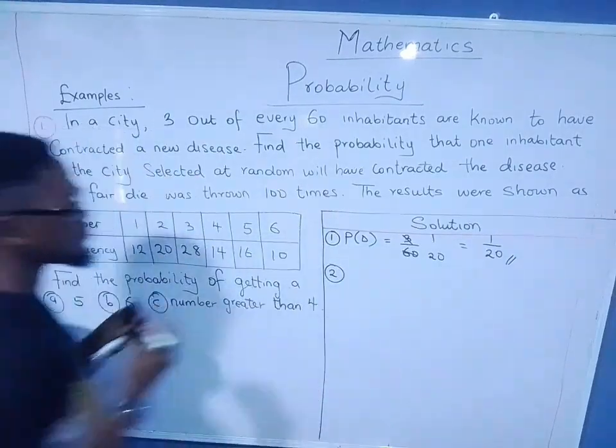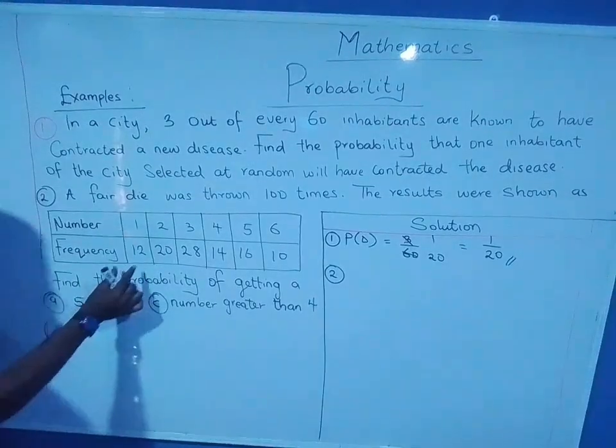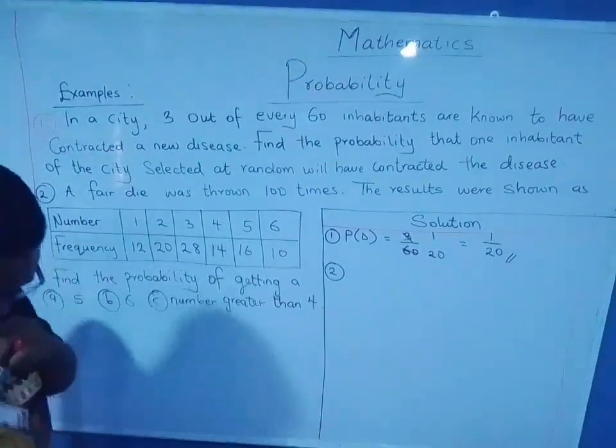Number 2, it says a fair die was thrown 100 times. So these are the frequencies. You know what frequency is, Abby?